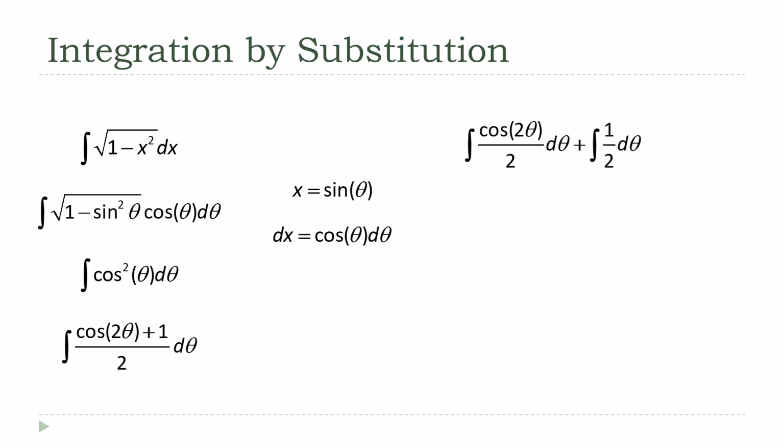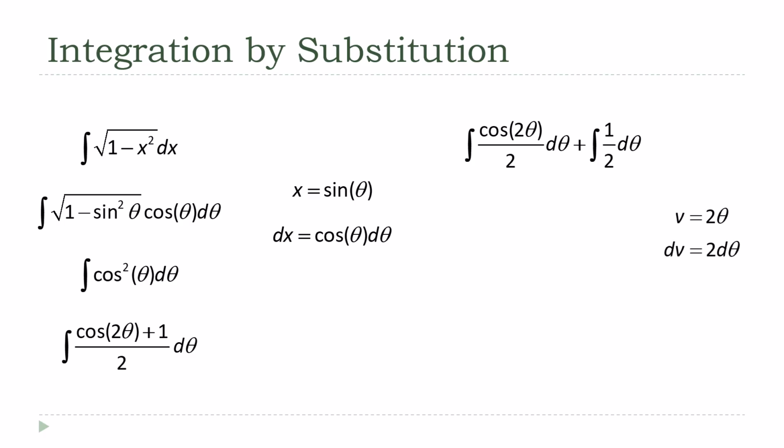Integral of cosine 2 theta over 2 d theta plus the integral of 1/2 d theta. Okay, that integral of 1/2 d theta, that's easy. The other part we're going to have to work out a little bit. I'm actually going to do a second substitution here.